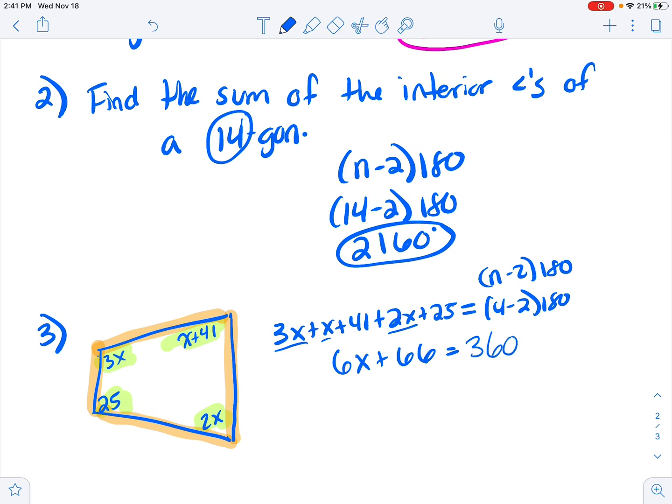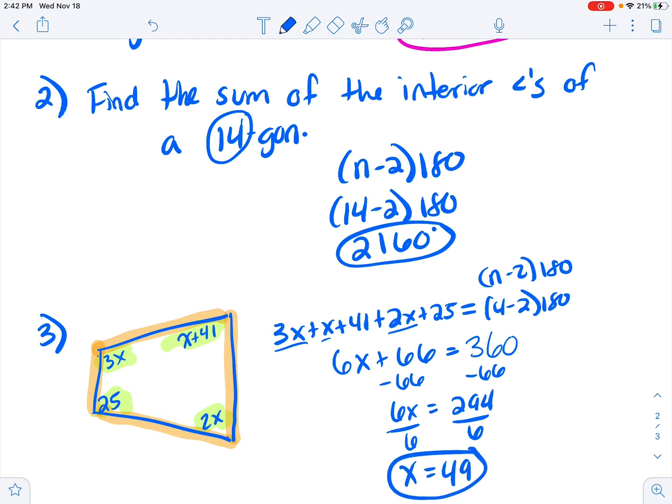And now we can solve. So let's solve down for x. Okay, so we have 360 on one side. I'm going to subtract my 66 over there to get 294. And then we can divide each side by 6. To get x equals 49.